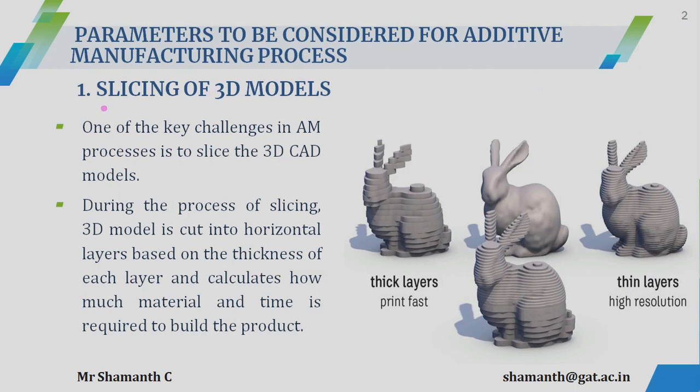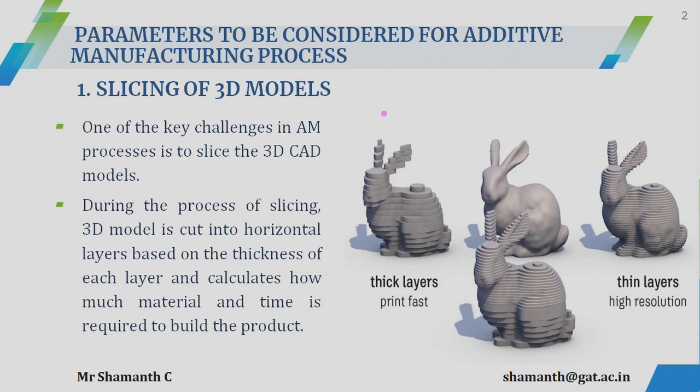So during the slicing of 3D models, you are actually giving the data or the instruction to the additive manufacturing machine, which is printing the part whatever you require. That is why this is one of the important steps or parameters that has to be considered for additive manufacturing. Hope you have understood what is the first parameter.